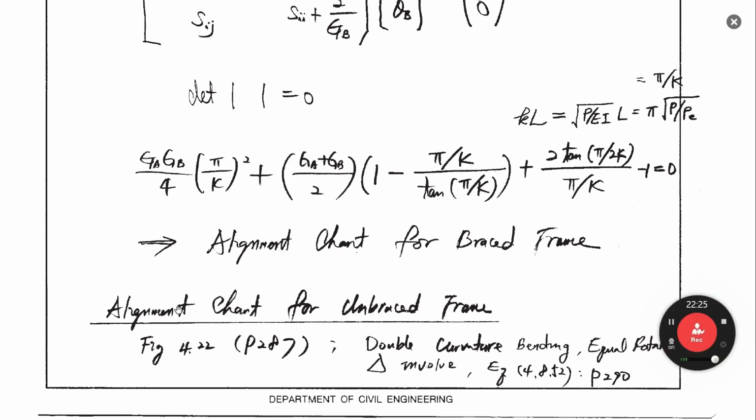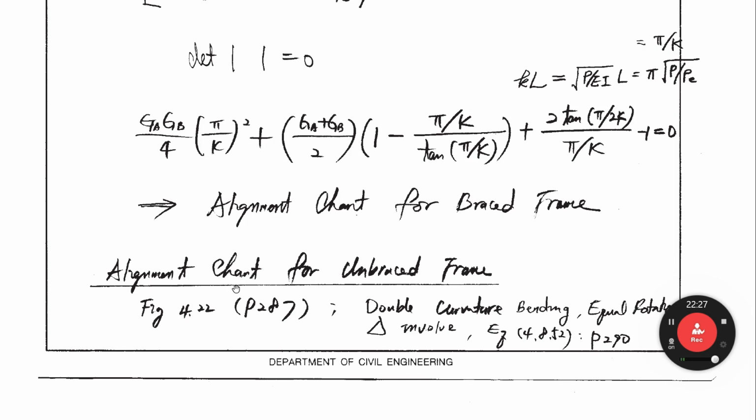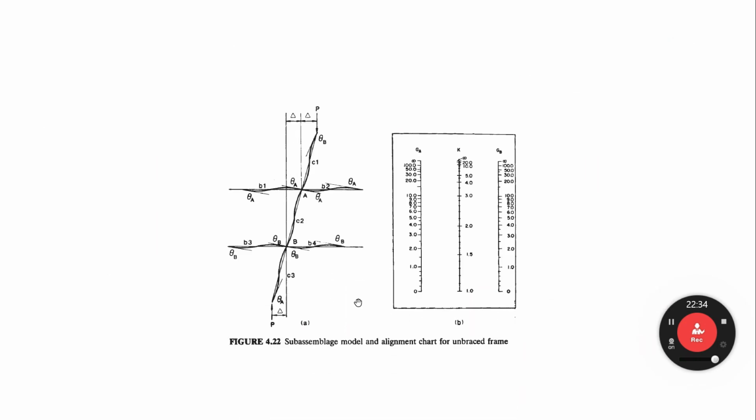And let's look at the alignment chart for unbraced frame. It looks like this one. In the unbraced frame, we have the side sway. As you see here, in the unbraced frame case, there is a side sway. So at joint A, the angle is theta A. It has the side sway. We have the angle theta A. Angle direction is clockwise. Here also clockwise. Because this is side sway.